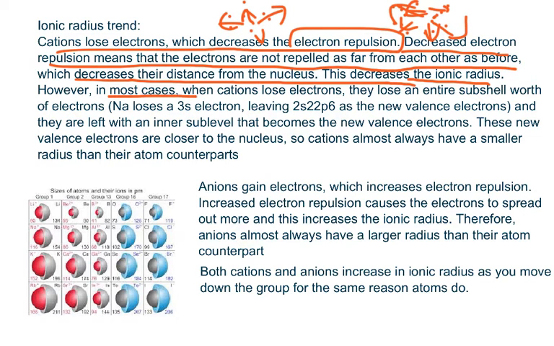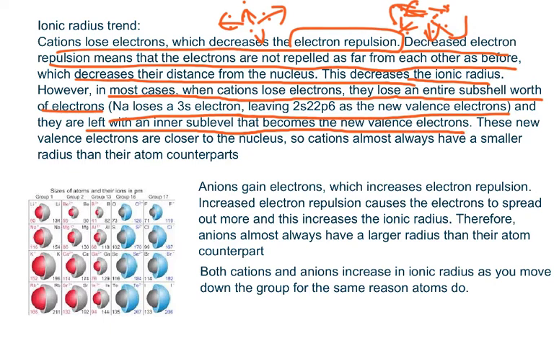However, in most cases, when cations lose electrons, they lose an entire sublevel or subshell worth of electrons, and, for example, Na loses its 3s electron, leaving 2s2, 2p6 as the new valence electrons, and these are the inner sublevel electrons, and these electrons become the new valence electrons. And these new valence electrons are obviously closer to the nucleus since 2 is less than 3, so cations almost always have a smaller radius than their atomic counterpart.